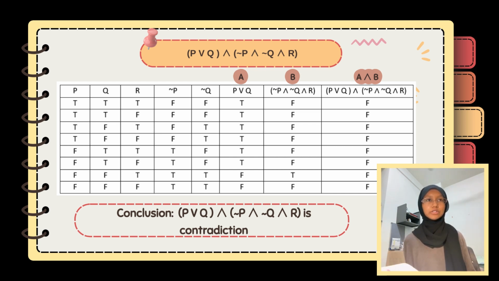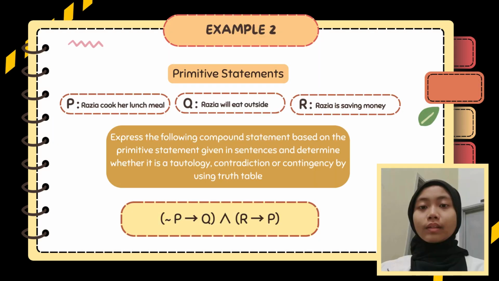Next, we're moving on to the last column, which I label as A and B. Same as the previous concept, the result will be true if both of the statements are true. Then if one of them is false, the result will be false. Based on the truth table here, all of the results are false. That means I can conclude that the logical notation above is a contradiction.